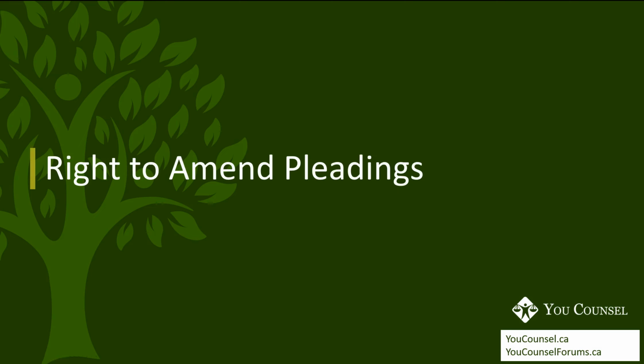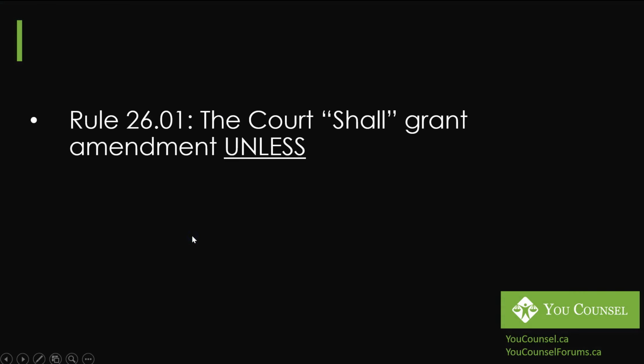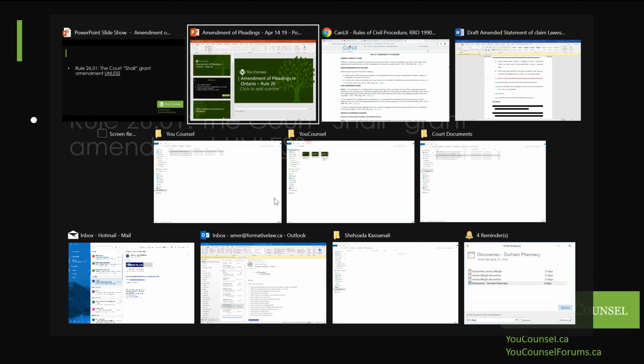So where does the right to amend a pleading come from? This is contained in Rule 26.01. And the most important part of the rule that you want to understand is the language that is used in this rule: the court shall grant amendment unless. Let me take you to the rules.